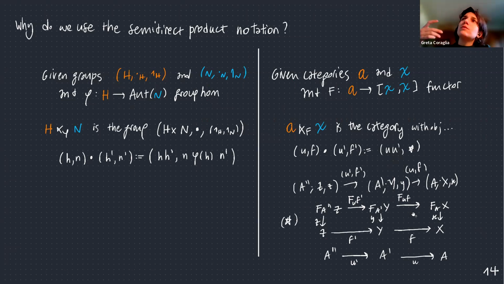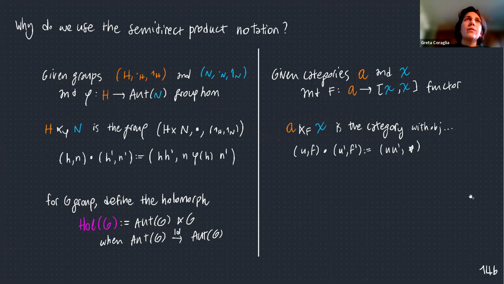And this is not only a suggestion, but from this we can also derive some intuition a bit deeper. So for example, for a given group G, you can define the holomorph of a group as the semi-direct product of automorphisms in G with G. And the two, of course, are related by the identity.